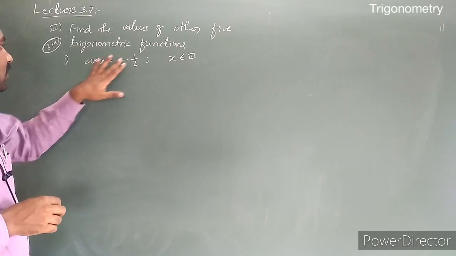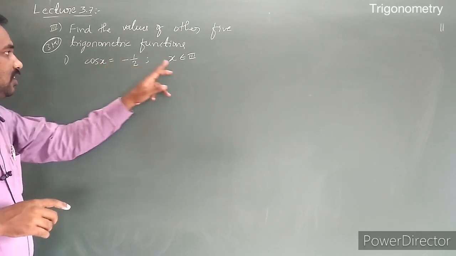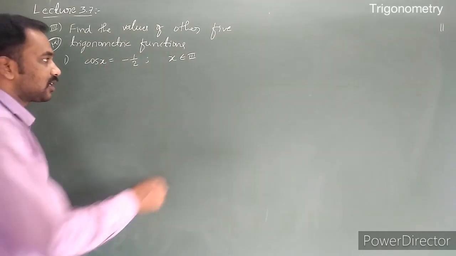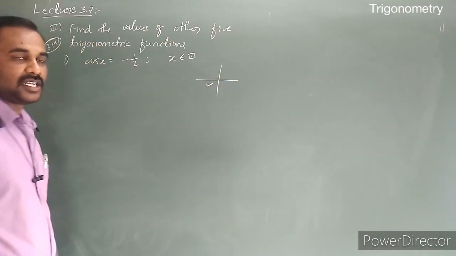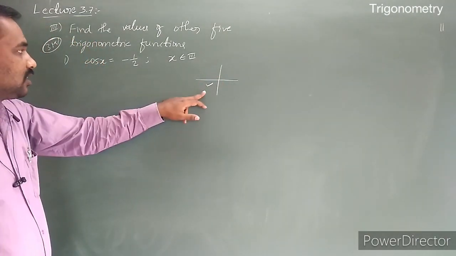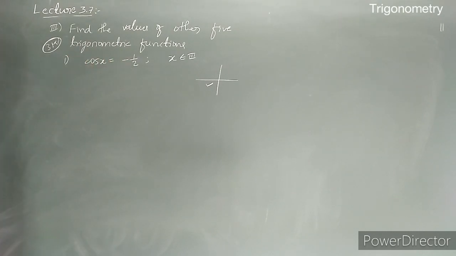Cos of x is equal to minus 1 by 2, and x lies in the third quadrant. The angle lies in the third quadrant. The third quadrant is nothing but the angle is positioned here. So in the third quadrant, is cos positive or negative? Obviously it is negative. Negative value is that.